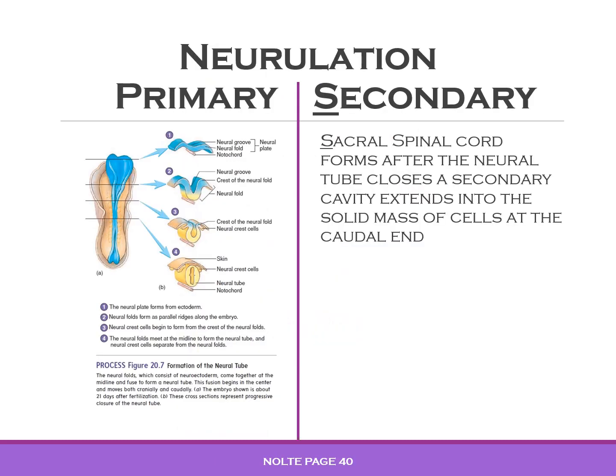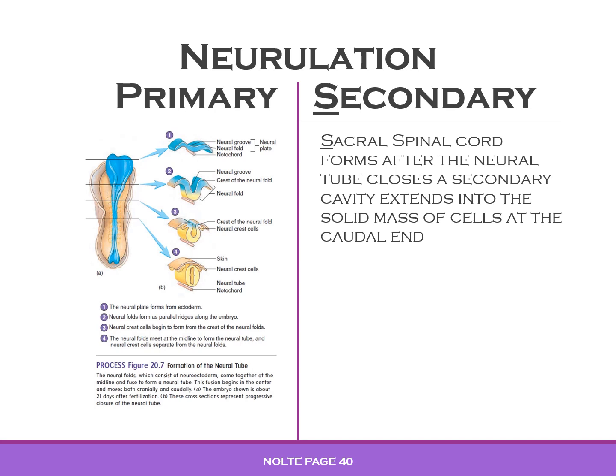Primary versus secondary. So I'm not going to ask you anything about primary and secondary neurulation except for this right here. Secondary, I even bolded it and underlined it because I've seen similar questions when I took some of the board review books out from the library. I saw one on secondary neurulation, and I thought it was kind of a random question, so I want to make sure that you guys see it. Secondary, sacral, S for S. Secondary is sacral. Spinal cord forms after the neural tube closes.